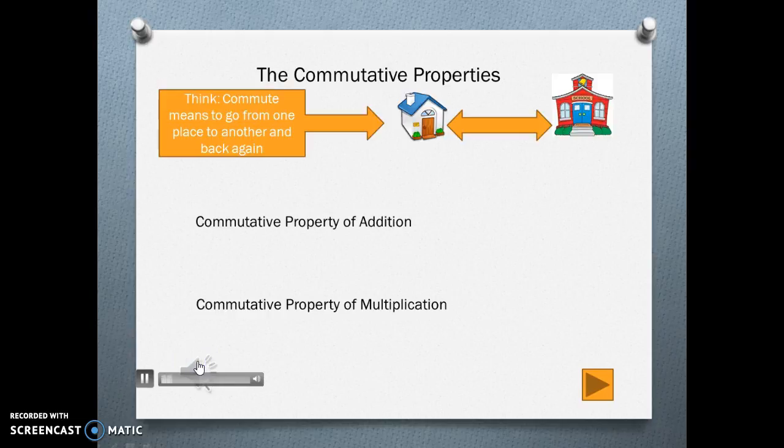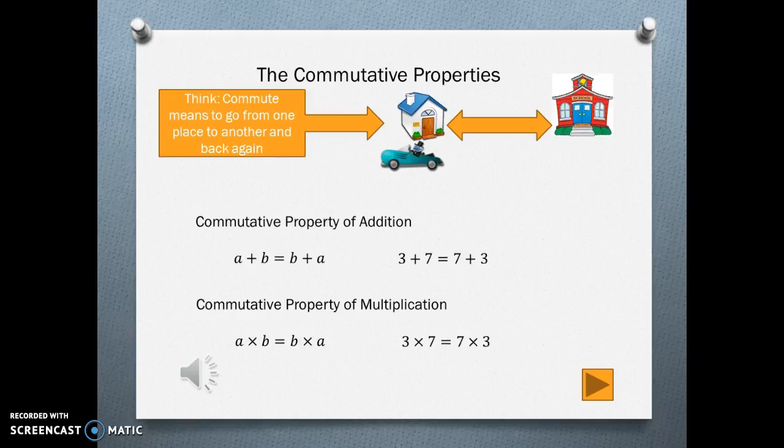First up are the commutative properties. Think about commuting to school and back. No matter the order, the total distance traveled is the same. This applies to both addition and multiplication. The order does not affect the result. This is shown in the examples provided.